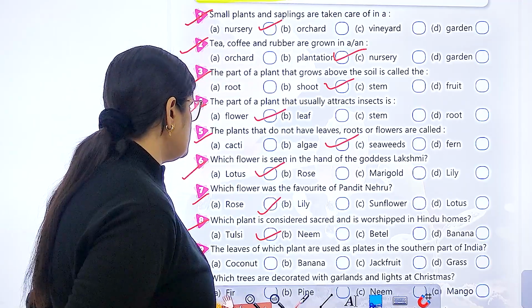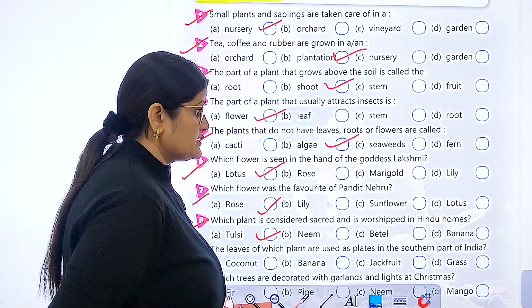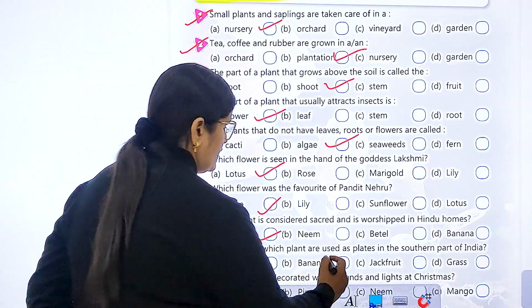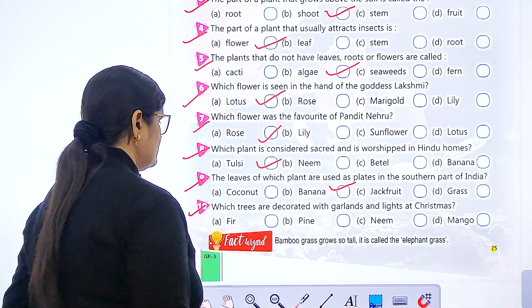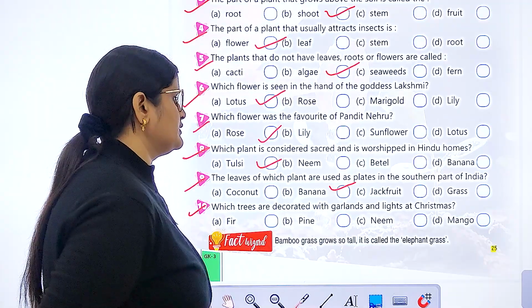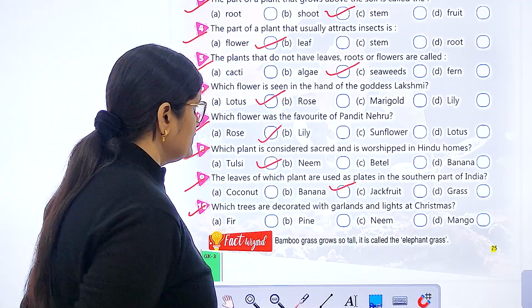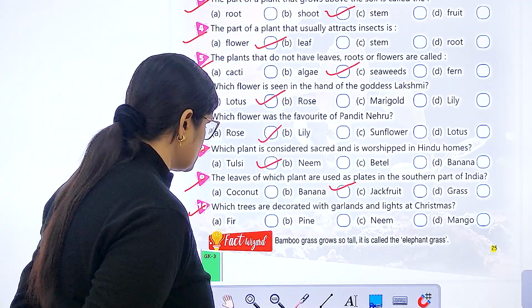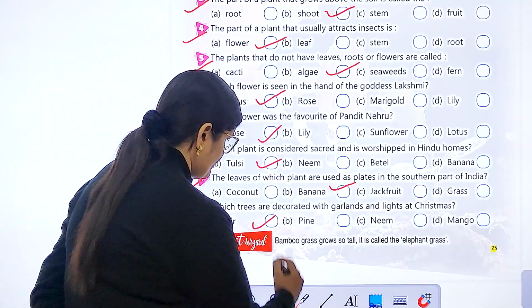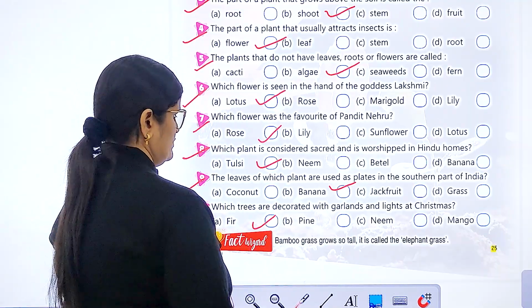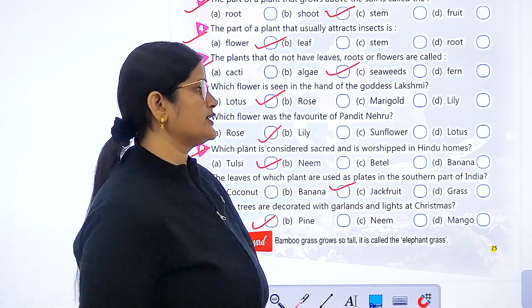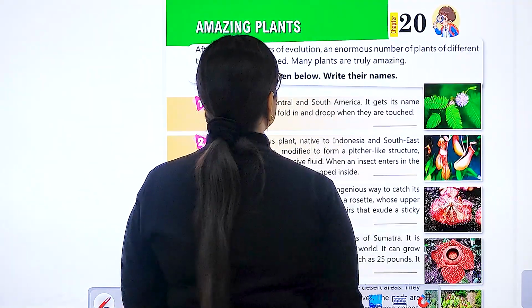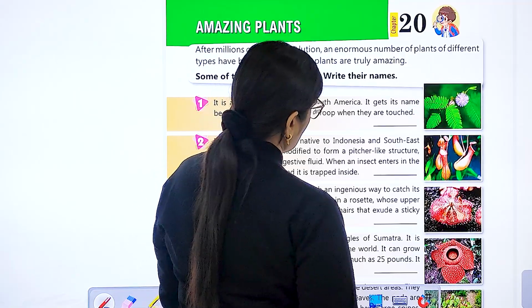Number 9. The leaves of which plant are used as plates in the southern part of India? Banana. 10. Which trees are decorated with garlands and lights at Christmas? Fir. So, dear students, this chapter is over. Now let's begin the next chapter. Chapter number 20, Amazing Plants.